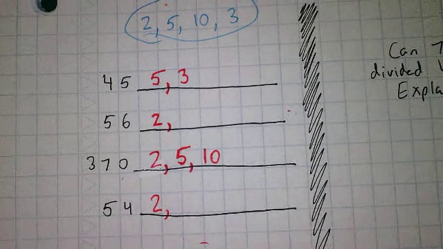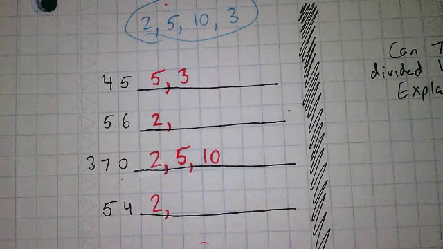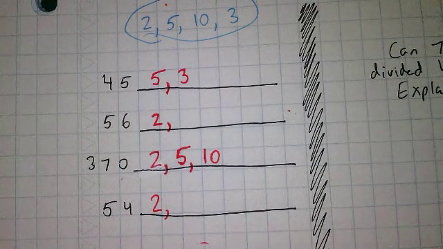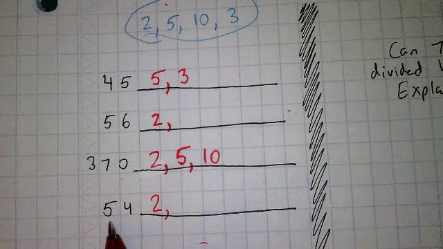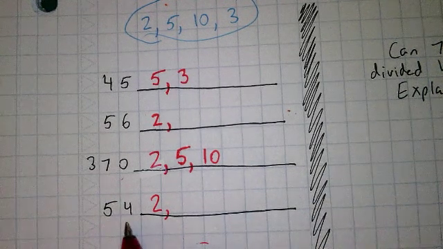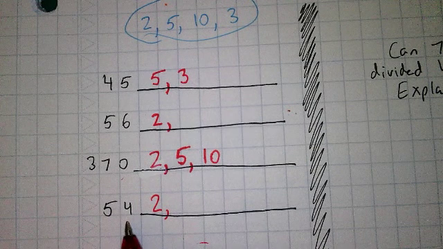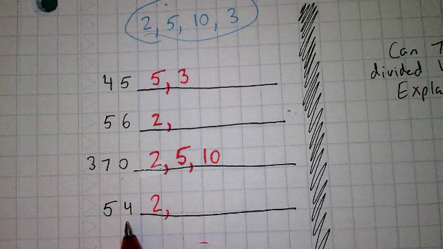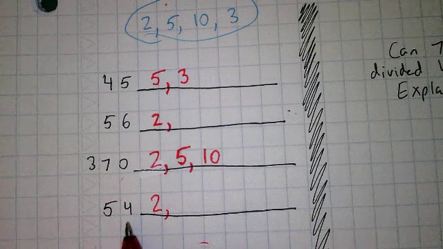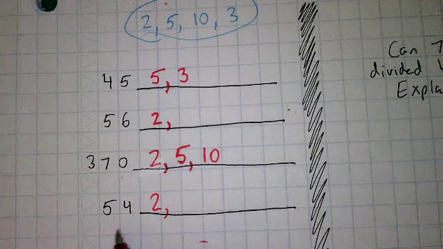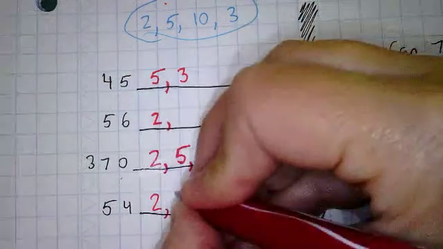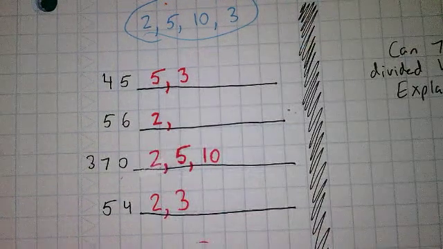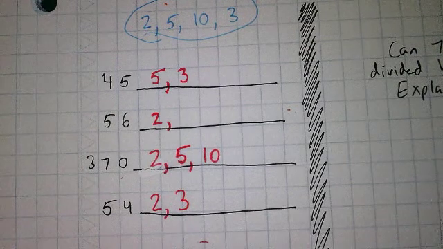Last, we have to check for 3. A number is divisible by 3 if the sum of the digits is divisible by 3. So my digits here are 5 and 4. What is 5 plus 4? It's 9. Is 9 divisible by 3? Yes, so if 9 is divisible by 3, that means 54 is divisible by 3. Okay? We have one more thing to talk about, and then I'm sending you your homework.